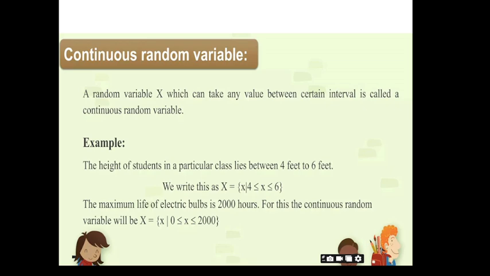The next example is the maximum life of electric bulbs is 2000 hours. For this, the continuous random variable will be capital X equal to the set of all x such that x lies between 0 and 2000.